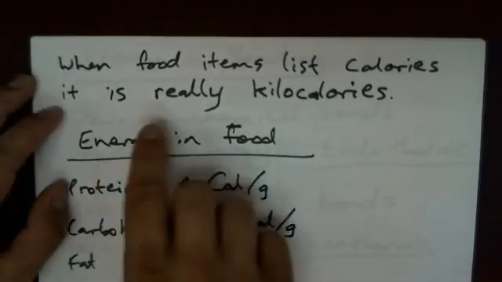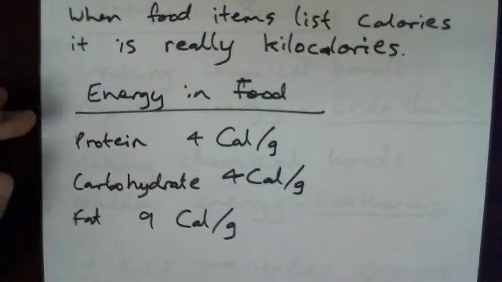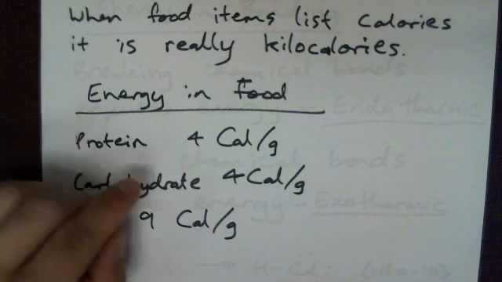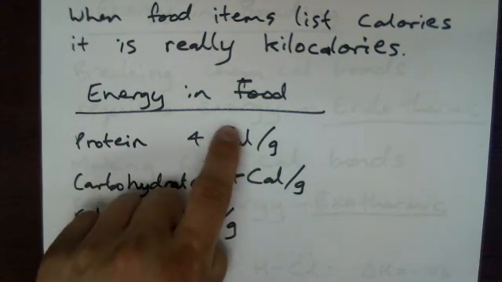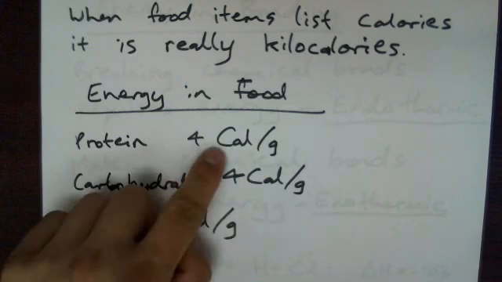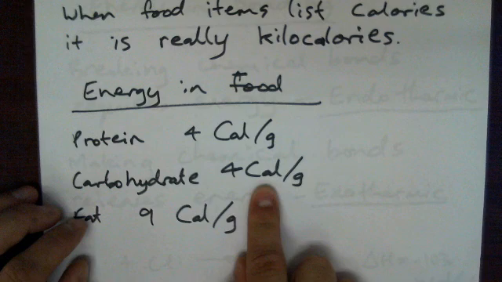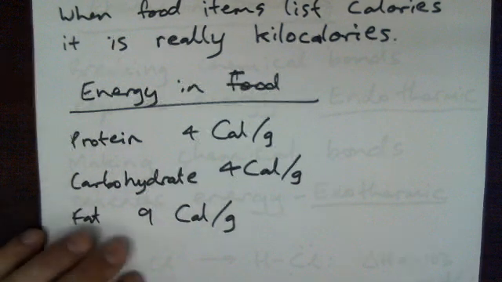And so as I just said, when food items list calories, they're really talking about kilocalories. Let's have a look at some energy in food. So protein typically has 4 calories per gram, so 4 kilocalories with the big C. Carbohydrate again 4 kilocalories, and fat 9 kilocalories per gram.